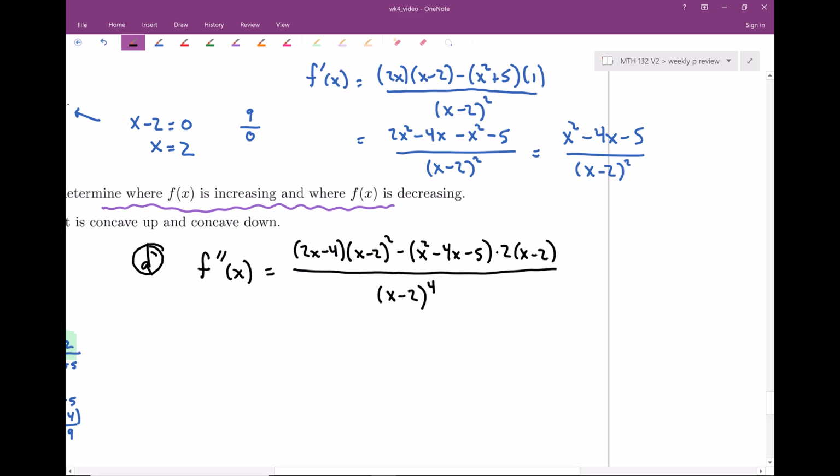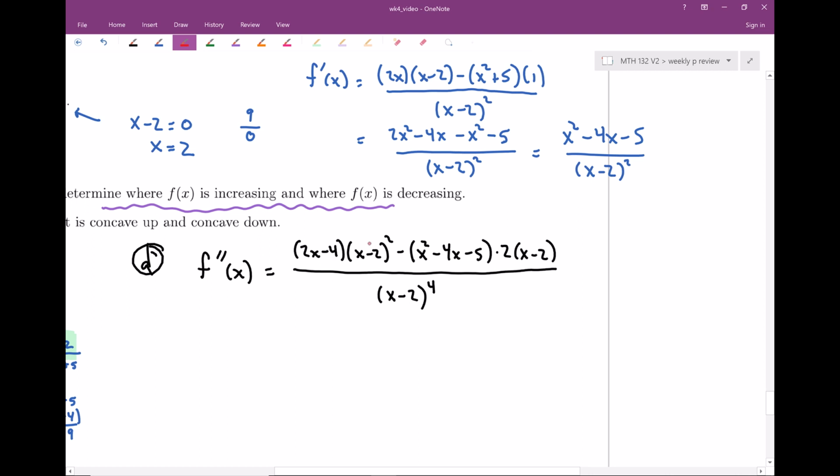All right, this is as far as I get before I want to talk to you really quick about a nice trick here with this one. The fact is you have so many of these x minus 2's. Again, I was using the quotient rule. I took the derivative of the top times the bottom minus the top times the derivative of the bottom, all divided by the bottom squared. And you can see I have so many of these x minus 2's.